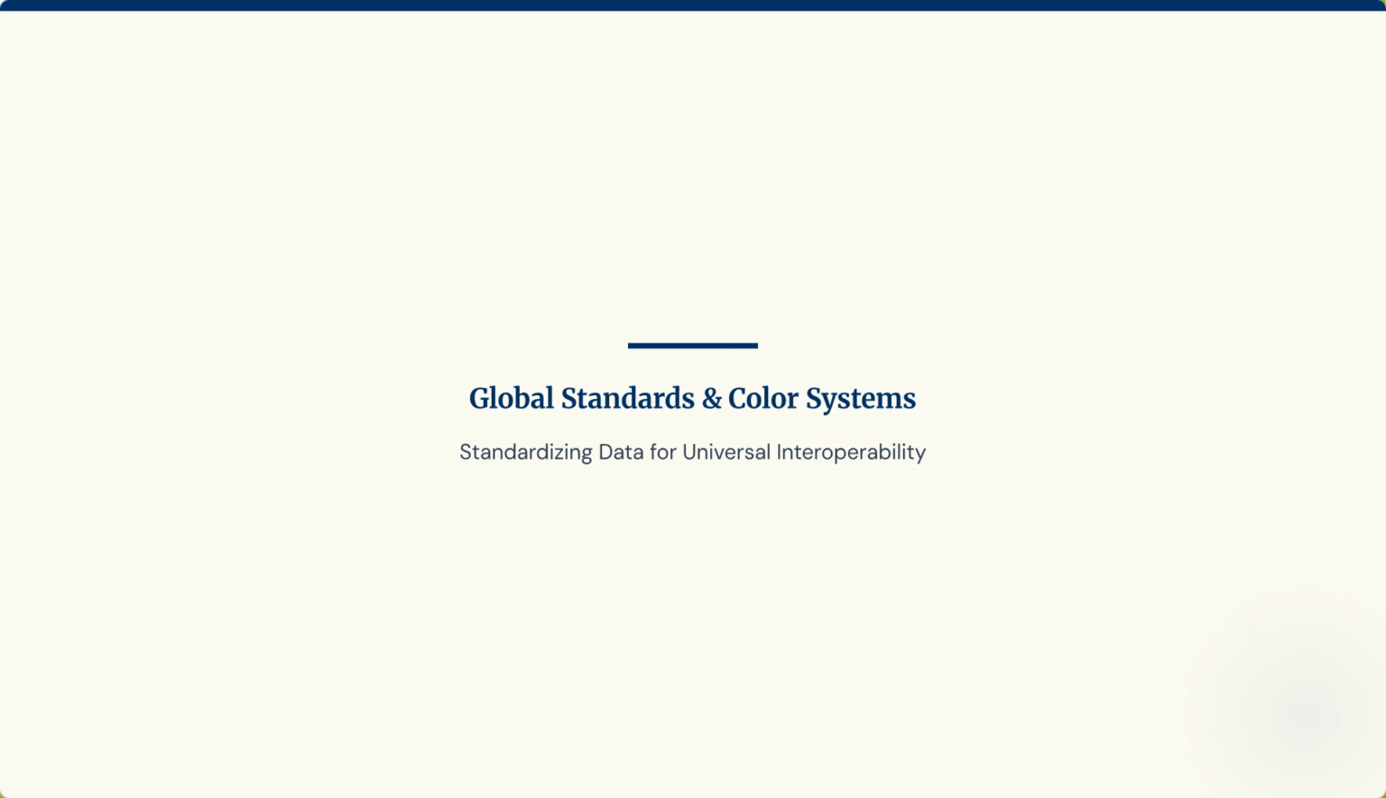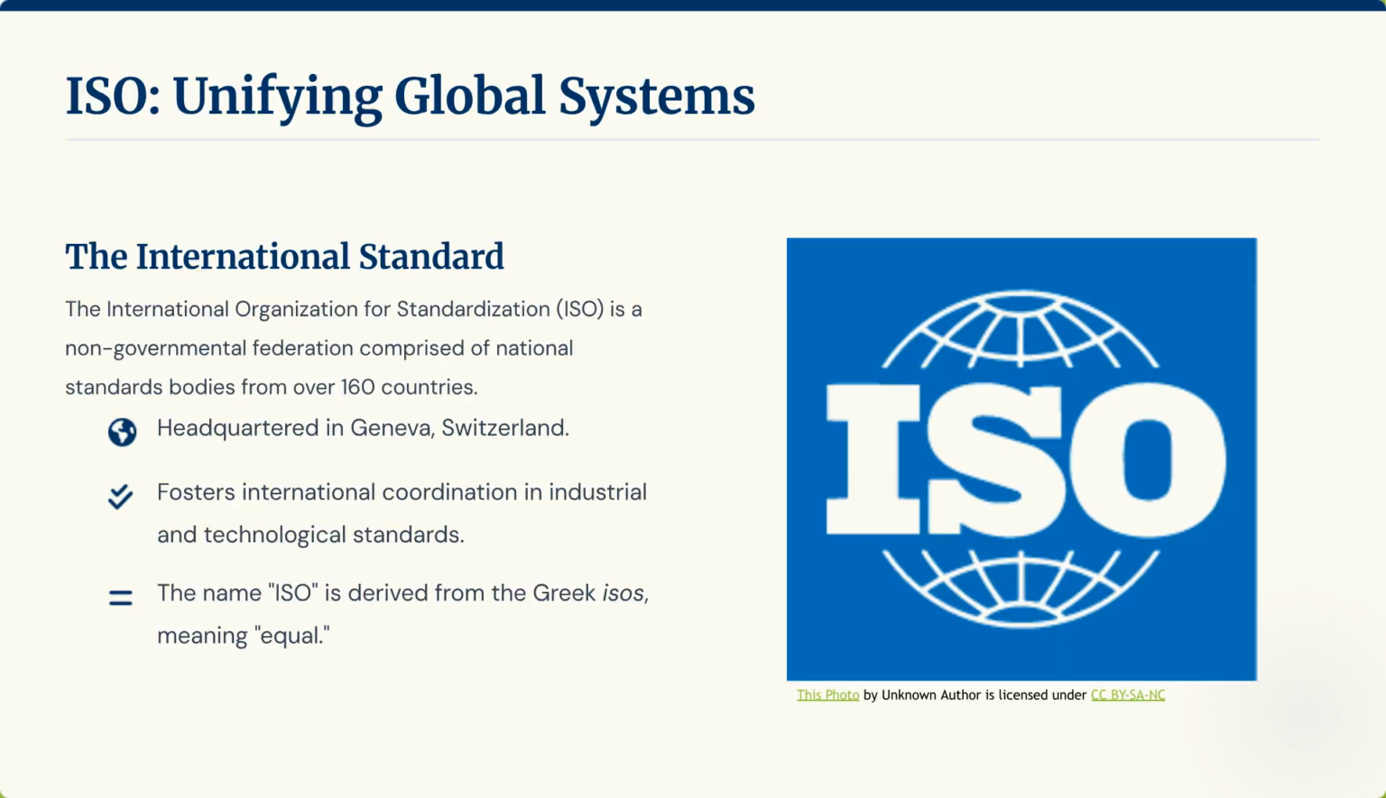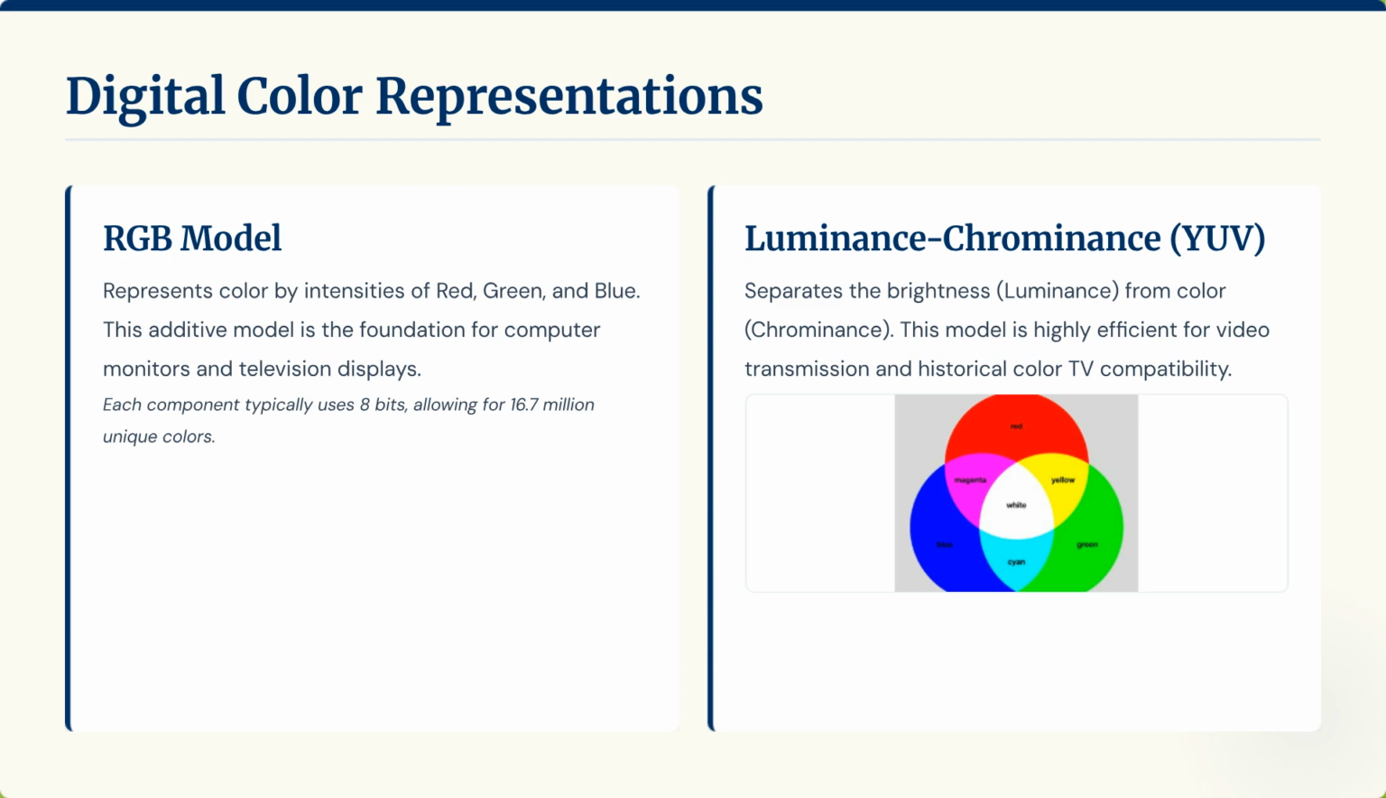By standardizing how data is represented, systems across the world can communicate accurately. The International Organization for Standardization, or ISO, is a global federation that develops industrial and technological standards. The name itself comes from the Greek isos, meaning equal, reflecting its role in creating uniform global benchmarks. Digital color models vary by application.